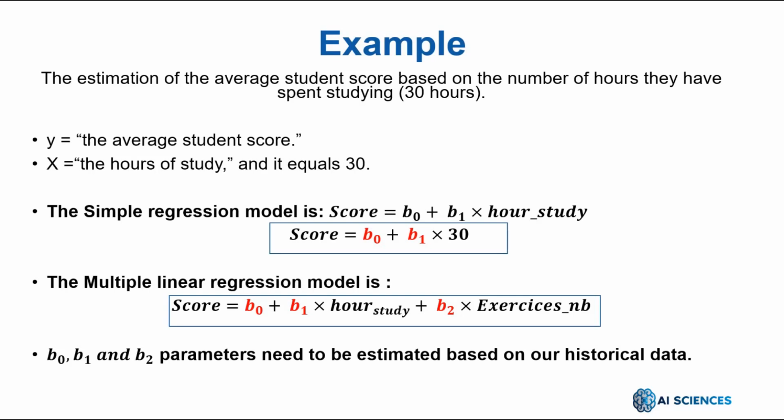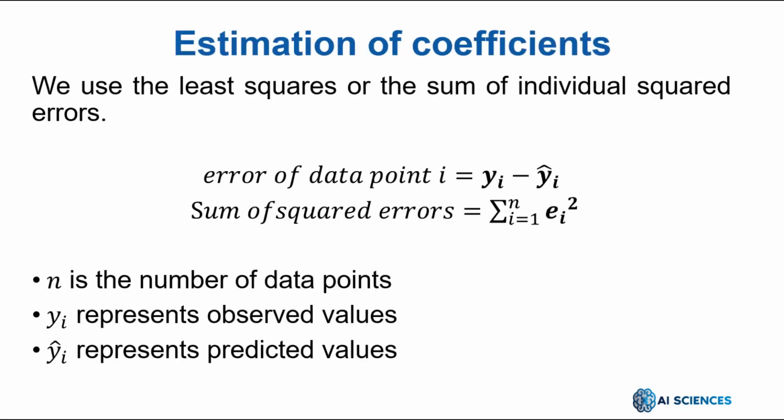For the prediction of the score, we need to estimate 3 parameters, b0, b1, and b2. b0, b1, and b2 parameters need to be estimated based on our historical data. To estimate the linear regression coefficient, we need to minimize the least squares, or the sum of individual squared errors. In other words, that's the difference between the actual value and the prediction.